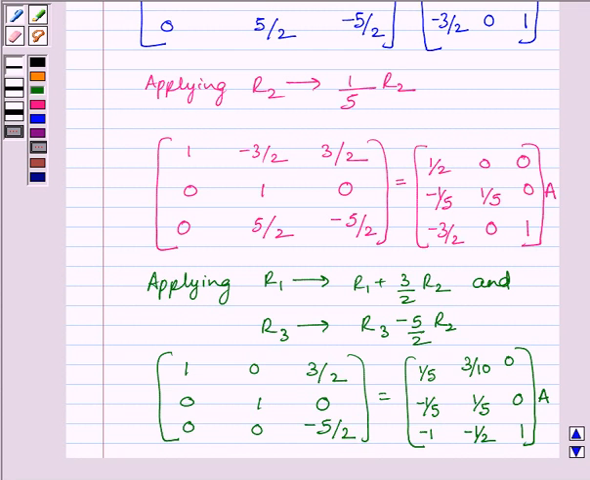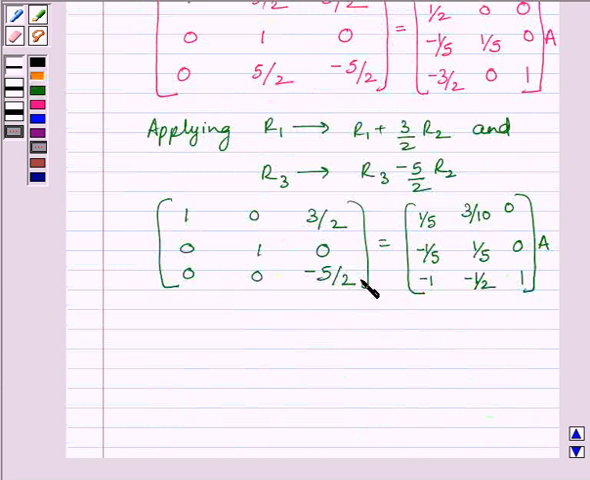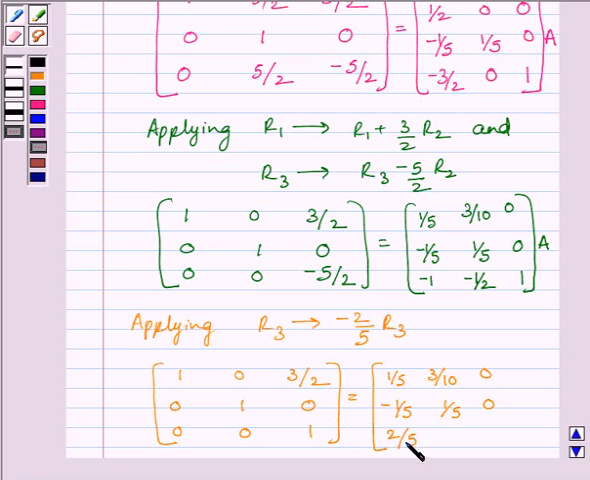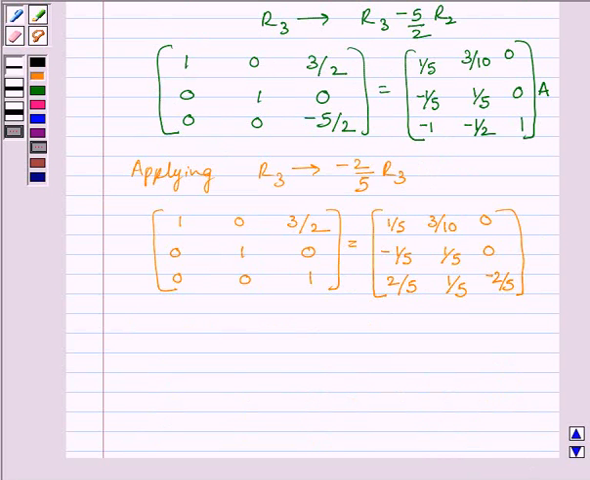Now, to make this diagonal element equal to 1, we will apply on R3 the row operation -2/5 R3. So we get [1, 0, 3/2; 0, 1, 0; 0, 0, 1] = [1/5, 3/10, 0; -1/5, 1/5, 0; 2/5, 1/5, -2/5] multiplied by A.